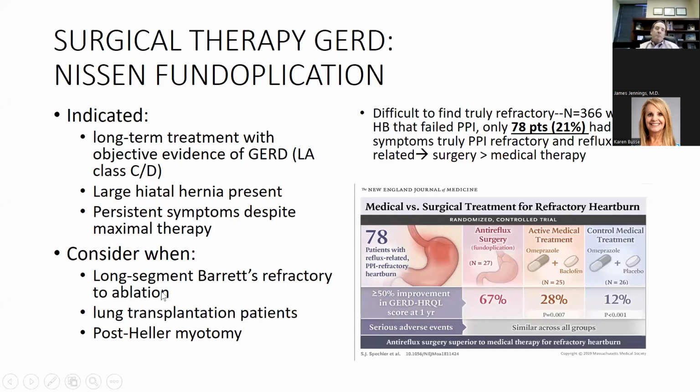We're not going to see a lot of this, but patients who have long segment Barrett's esophagus that we're not getting rid of endoscopically with therapy, lung transplant patients, and patients who've had therapy for achalasia. But when do we think about surgery for patients? Well, if they have a very large hiatal hernia, they've had objective evidence, and they've had moderate to severe esophagitis, and you have them on lifestyle changes, they're trying to follow them and manage it, and they have symptoms on maximal therapy.